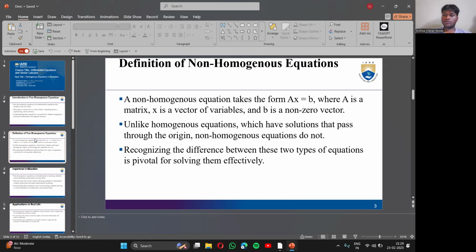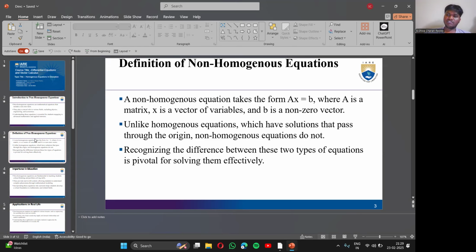Like you need to understand the difference between homogeneous and non-homogeneous equations. In homogeneous equations, the solutions pass through the origin. The origin is always equal to zero. Well, in non-homogeneous equations, they do not. So that's why in homogeneous equations, Ax equals zero, and in this it's not. Because the equation doesn't pass through the origin, the output is not equal to zero.